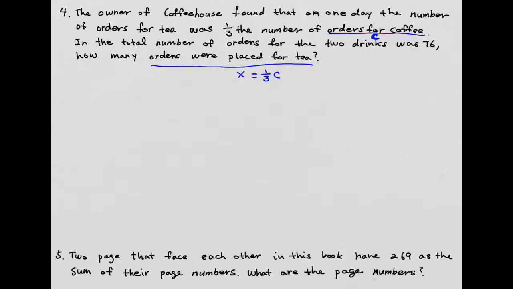And what else do we have? It said the total number of orders for the two drinks was 76. So if you have x plus c, that's going to be 76. And what are we looking for? We're trying to look for x, right? So in order to solve for x, we want to see if we will be able to leave the equation with all x. So this c right here can be replaced.